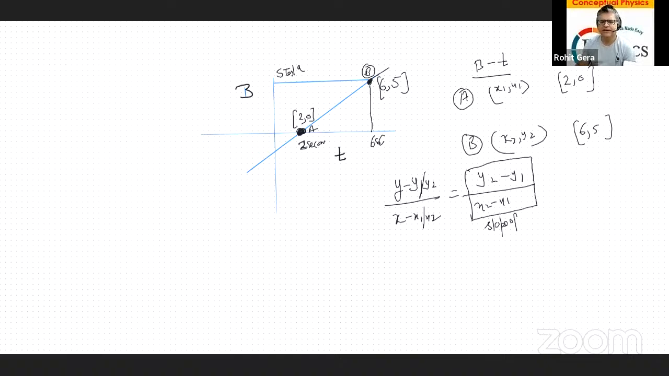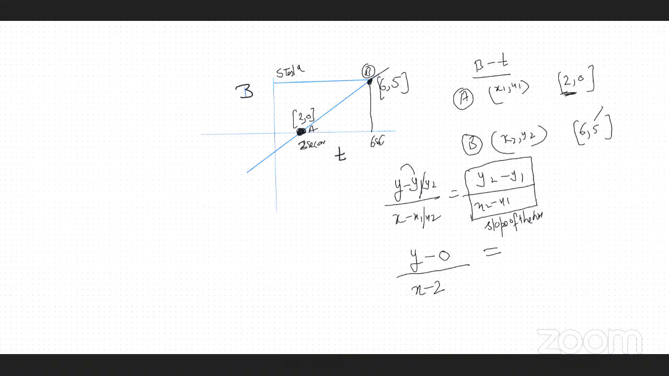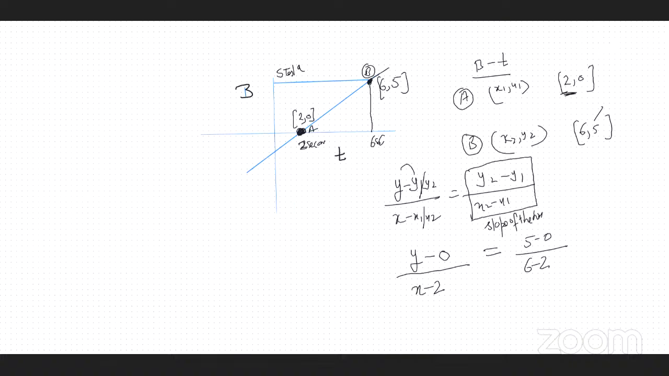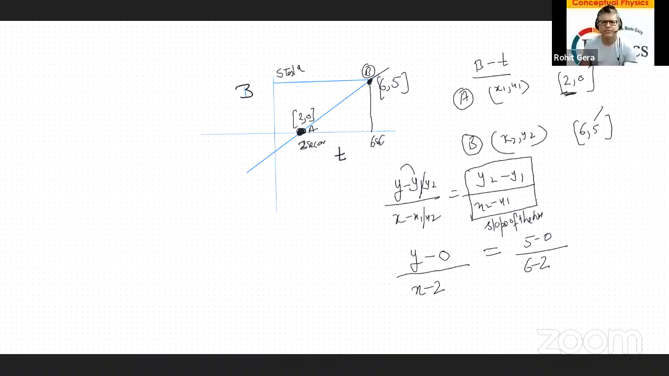Okay, so let's write (y minus 0)/(x minus 2) is equal to (y2 minus y1)/(x2 minus x1), that is 5 minus 0 upon 6 minus 2. So y upon x minus 2 is equal to 5/4.